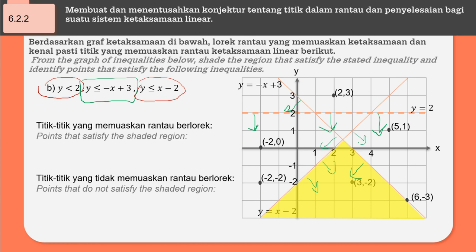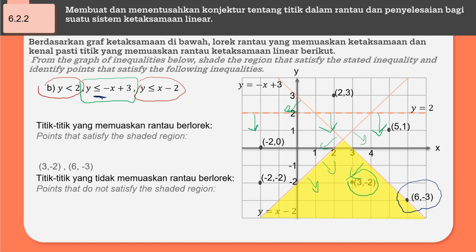So the yellow one is the shaded region. Points that satisfy the shaded region, here we have 3, negative 2. What is the difference here from the first one? We are accepting this point 6, negative 3 that lies on the line y equals to negative x plus 3 because of the equal sign. You have equal sign for the second inequality.